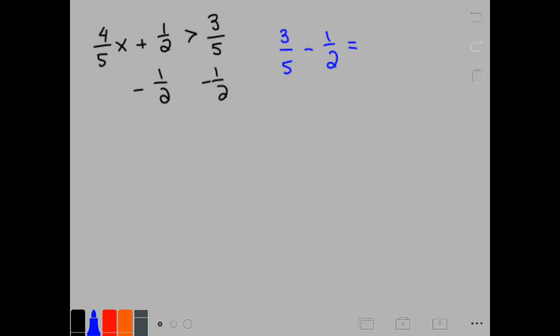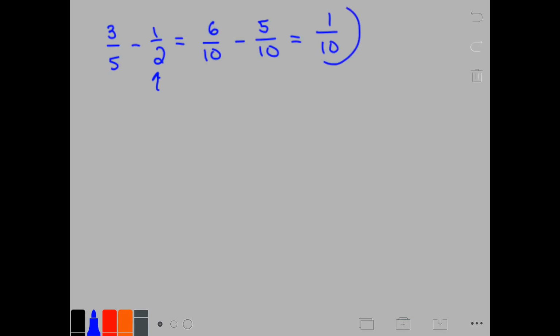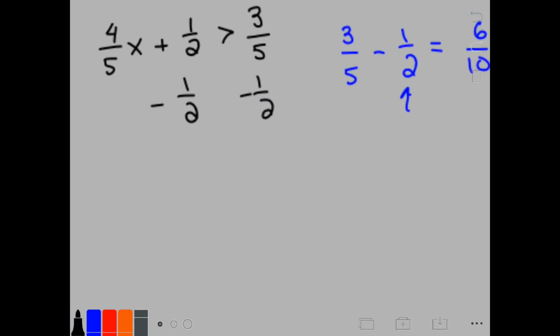Well, I need to find a common denominator. A common denominator would be 10. So in order to get to that 10, I need to multiply the fraction on the left by 2. So 3/5 is equivalent to 6/10. And to turn that 2 into a 10, we need to multiply the numerator and denominator on the right by 5. So 1 times 5 gives me 5/10. So now I can subtract. I have 6/10 minus 5/10. If I have 6 of them and I take 5 away, how many tenths do I have left over? 1/10. So I can put that back into my inequality here.